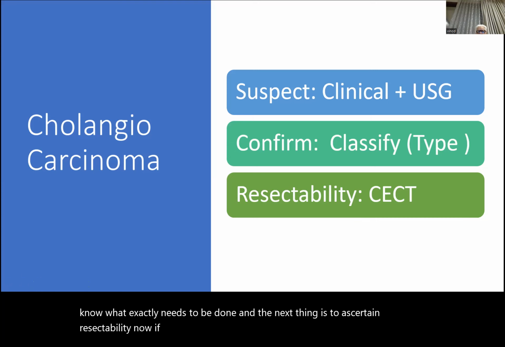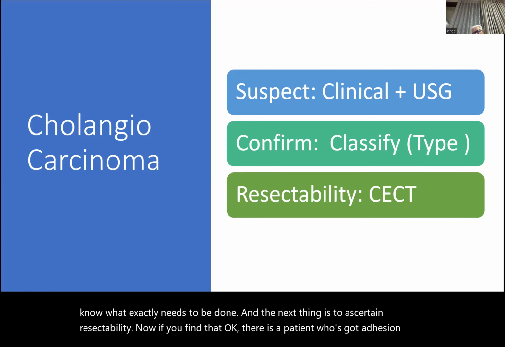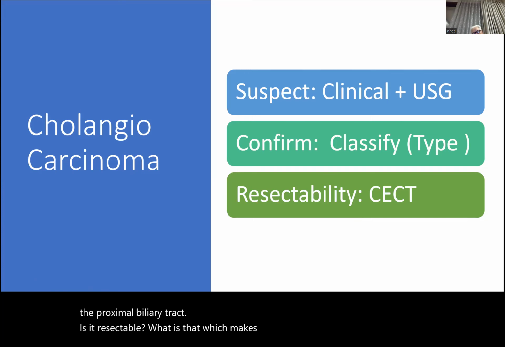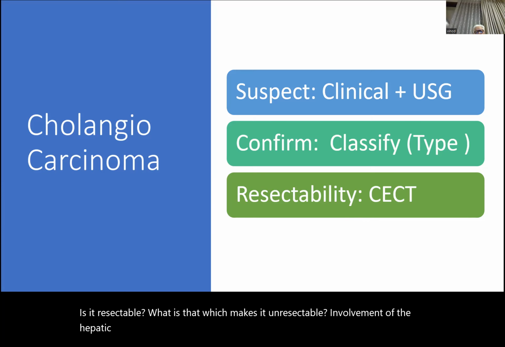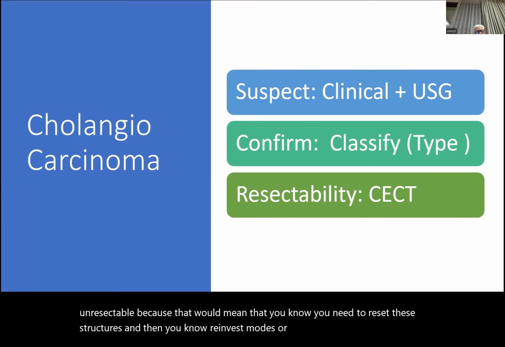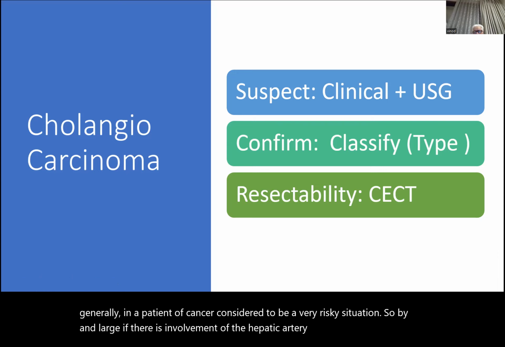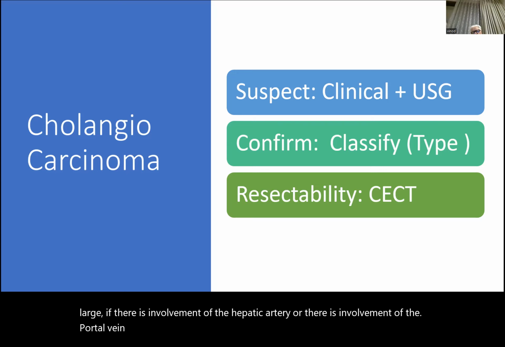Now, if we find that there is a patient who's got a lesion in the confluence or in the proximal biliary tract, is it resectable? What is it that makes it unresectable? Involvement of the hepatic artery and involvement of the portal vein will generally make it unresectable, because that will mean that you need to resect these structures and then re-anastomose or establish circulation, which is generally in a patient of cancer considered to be a very risky situation. So by and large, if there is involvement of the hepatic artery or the portal vein, this is considered to be unresectable.